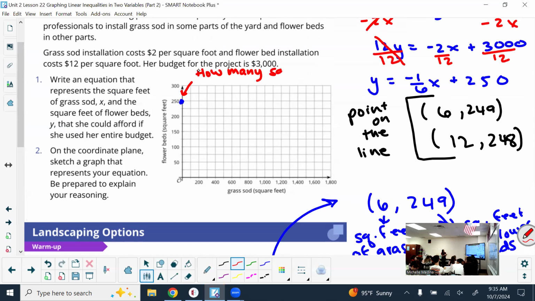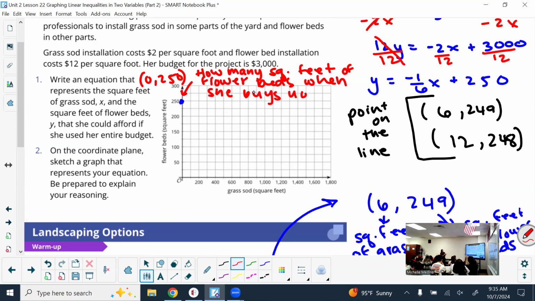Okay, so how many square feet of flower beds can she buy when what happens? There's another number with that vertical intercept. It's (0, 250) for the coordinate. So 0 what? This tells us that she can buy 250 square feet of the flower beds when she buys no grass.